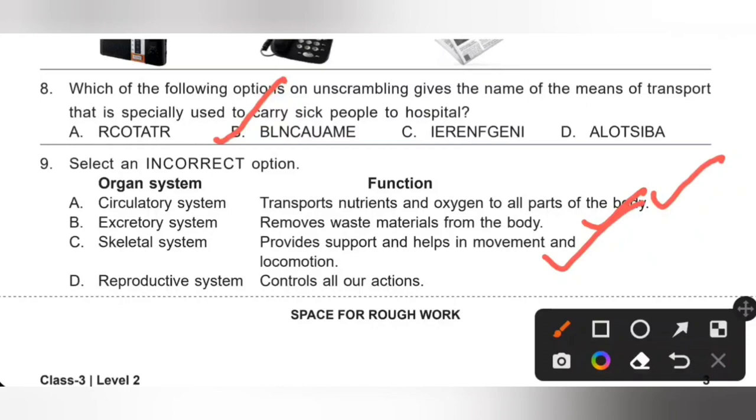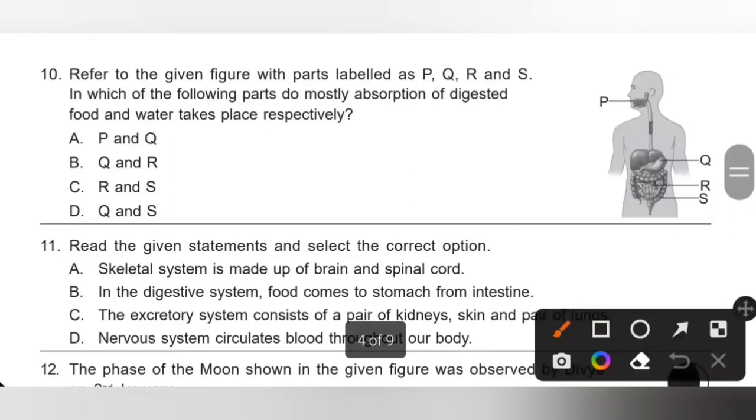D, reproductive system, controls all our actions. It is incorrect because the reproductive system helps in producing babies. Nervous system controls all our actions. So, option D is the incorrect option. Option D. 10th one. Refer to the given figure with parts labeled as P, Q, R and S. In which of the following parts does most absorption of digested food and water take place respectively?